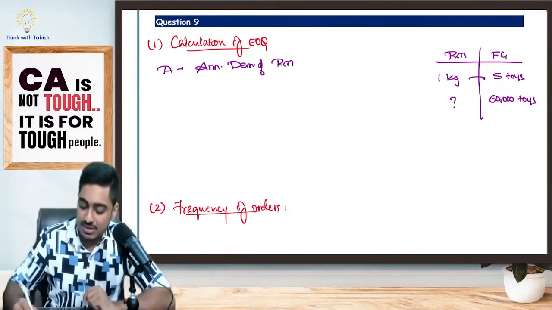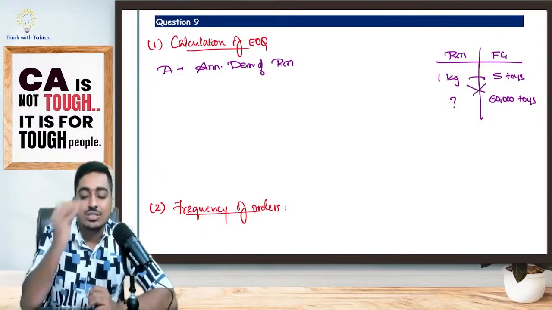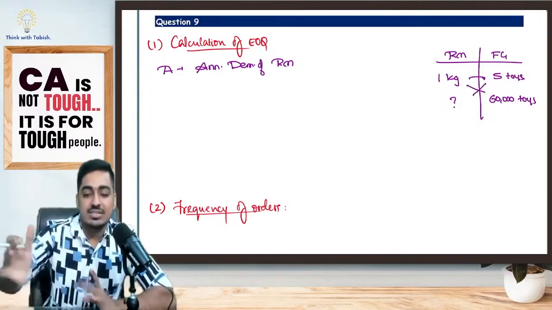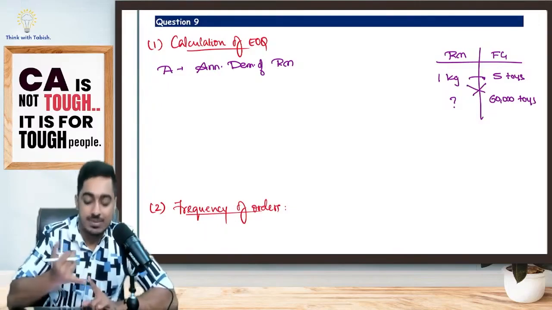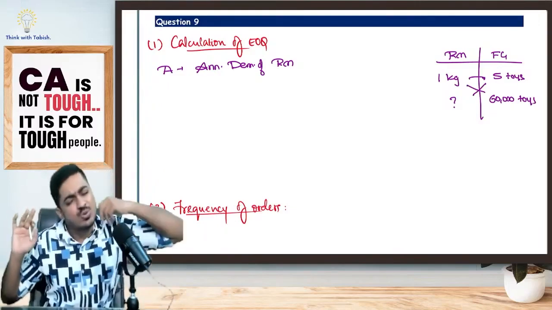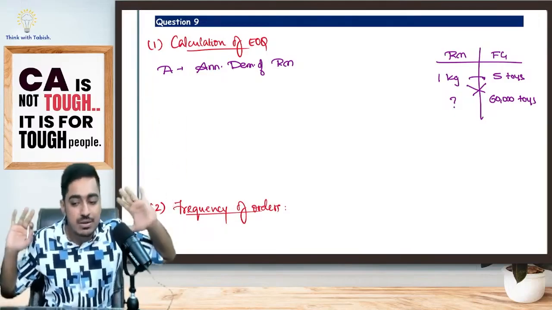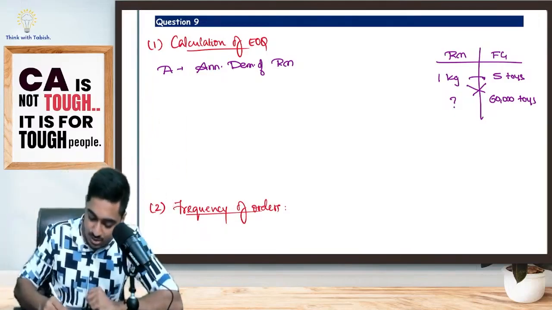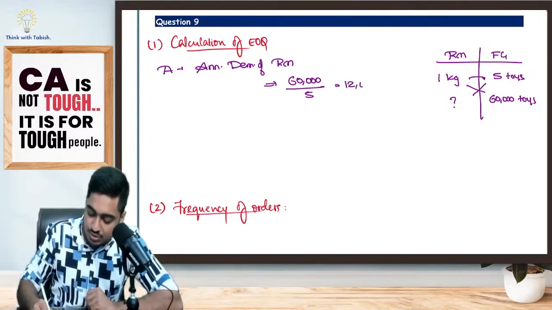Simple cross multiplication. I've told you, entire costing FM, CA Inter, CA Final, you know cross multiplication, you know simultaneous linear equation. Nothing else is required, students. Simple. Tell me, what is the answer? It is going to be 60,000 divided by 5. It is 12,000 kgs. Yes or no, everyone?